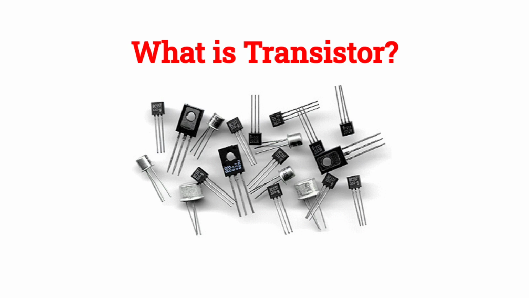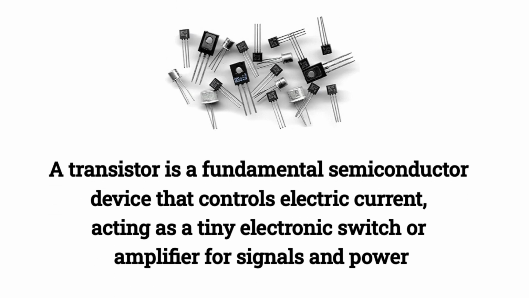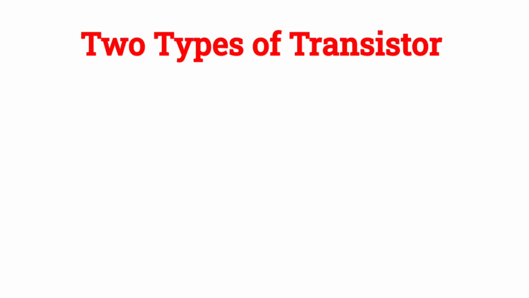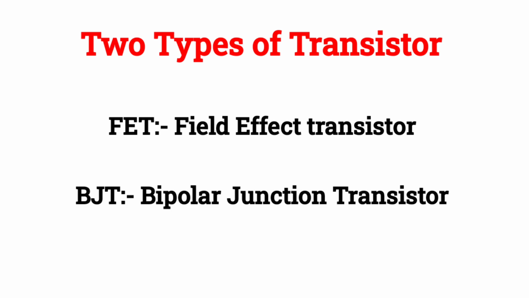What is a transistor? A transistor is a fundamental semiconductor device that controls electric current, acting as a tiny electronic switch or amplifier for signals and power. Two types of transistor: FET (field effect transistor) and BJT (bipolar junction transistor).